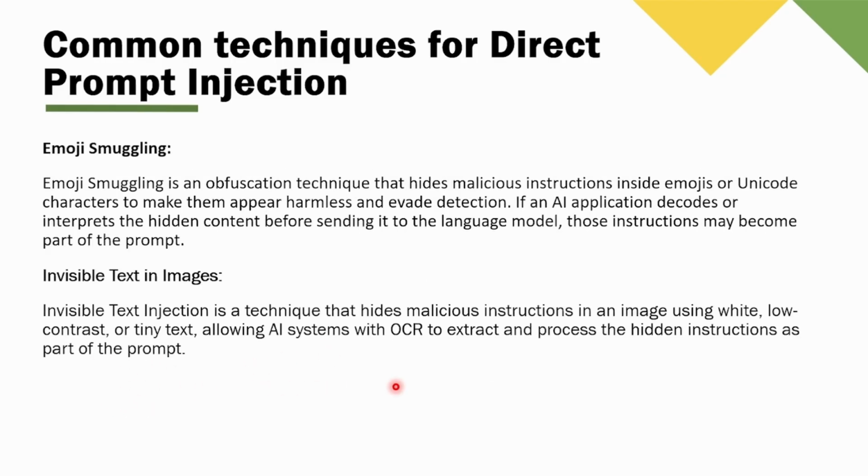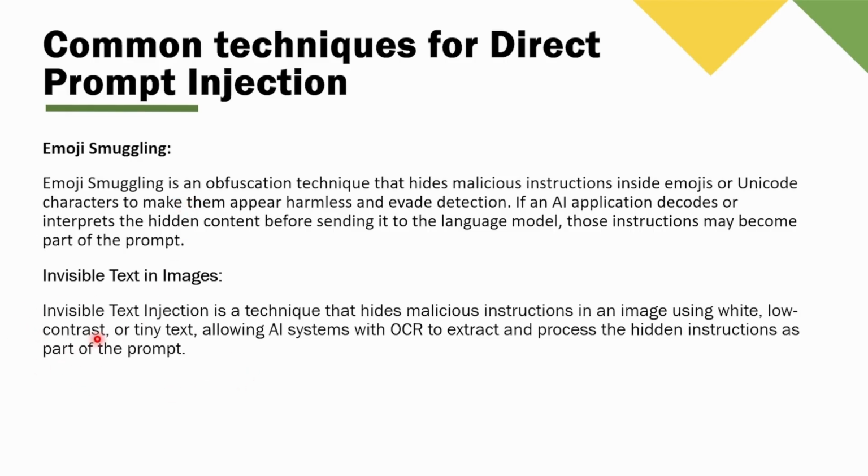The next technique is emoji smuggling. It is a kind of obfuscation technique where you hide your malicious instruction inside an emoji or Unicode, and when the AI application decodes or interprets the hidden content before sending it to the LLM, those instructions may become a part of the prompt, and your malicious prompt, which was ignored by the LLM in the first place, this time will not be ignored. We'll see the practical of it in one of our further videos.